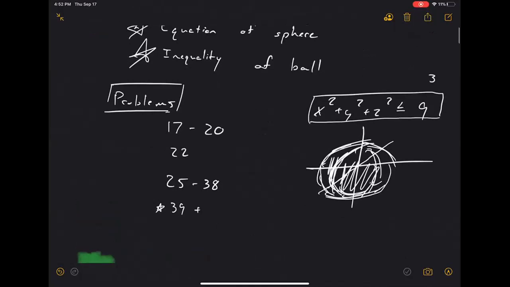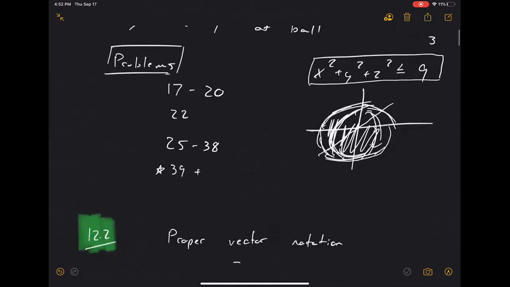And I think there's some problems. So these are my suggested problems for this section. I think some of those problems will deal with that. Okay, any questions on 12.1?